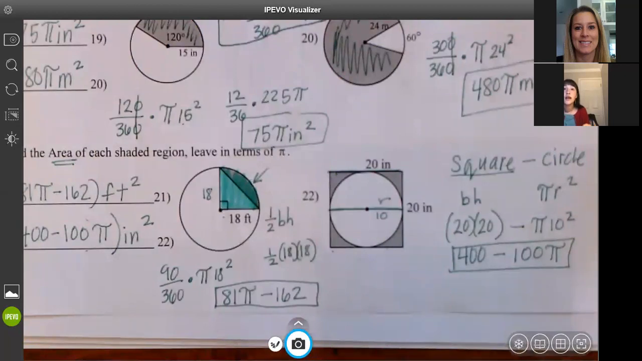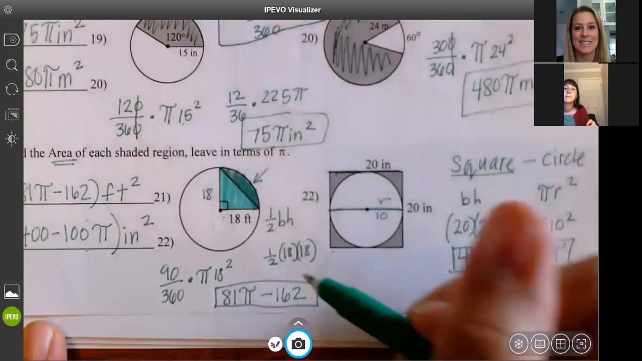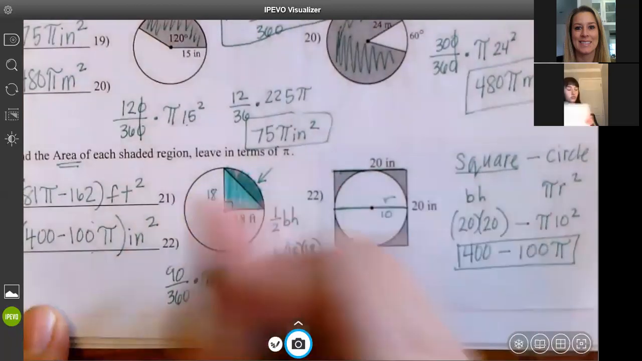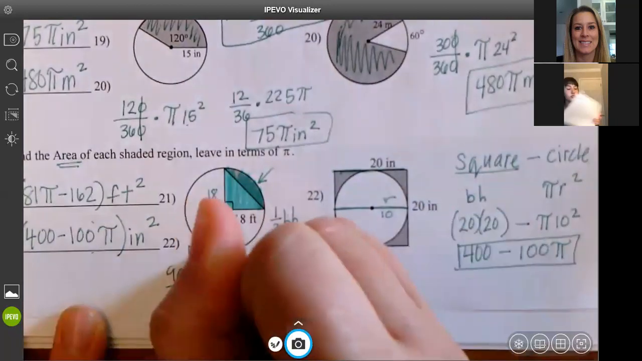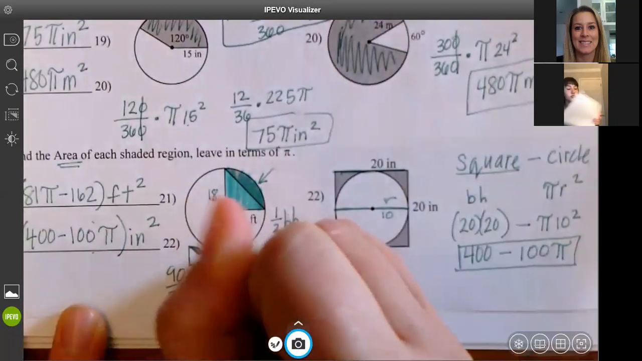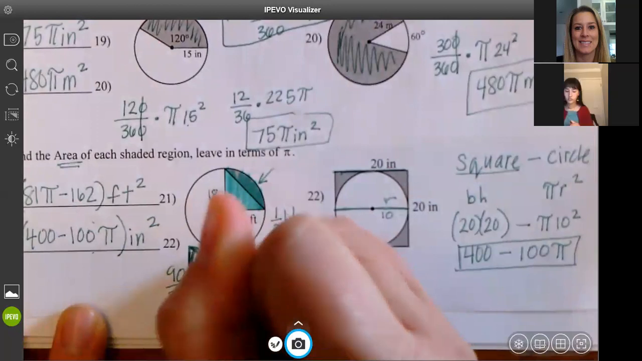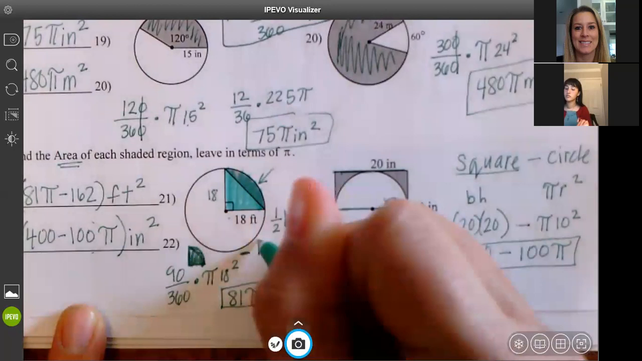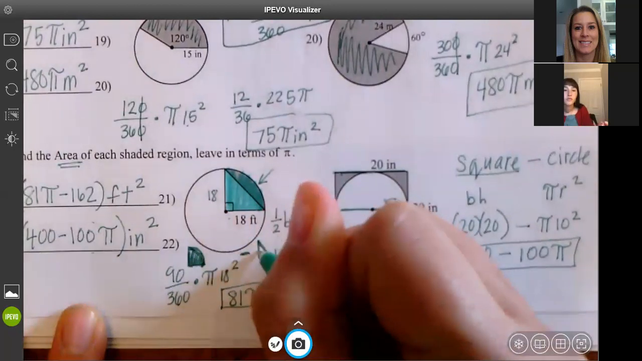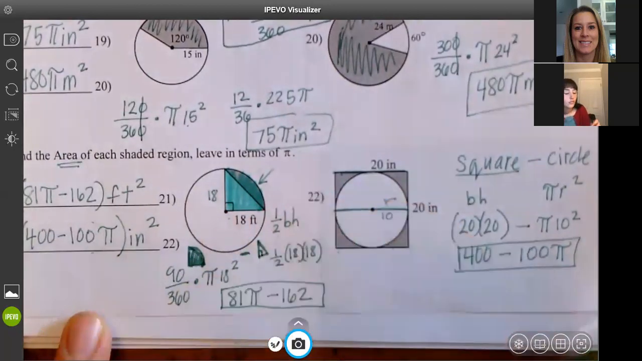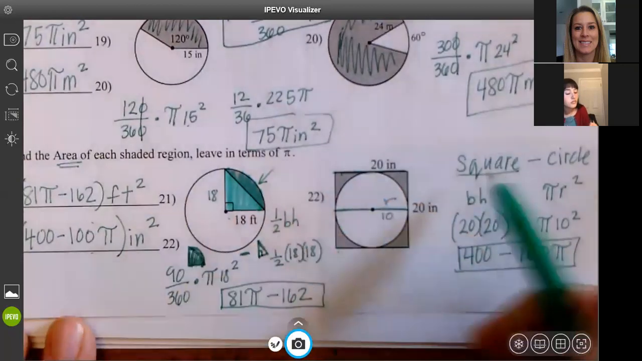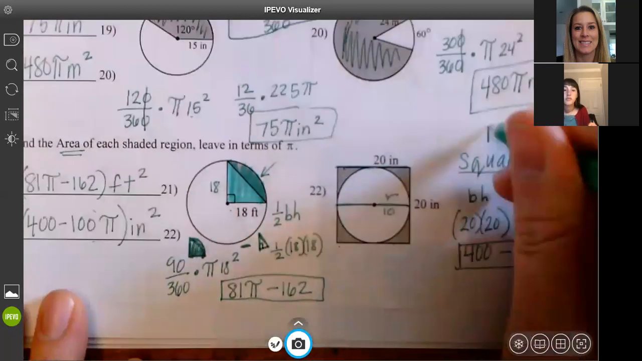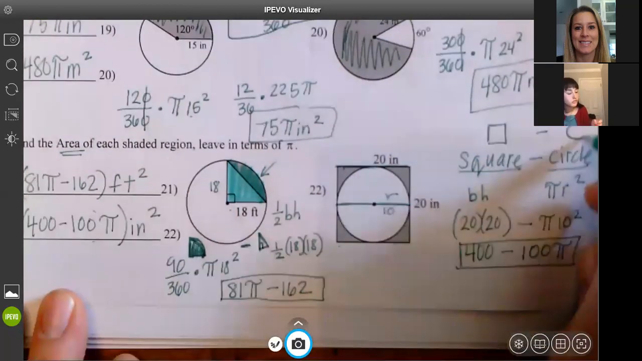So this one here, we found the area of this piece, the whole thing. And then you took away the area of the triangle, right? Yeah, looks good. Okay, and then this one was the square minus the circle. So area of the square minus the circle, just so I have it on there for everybody else.